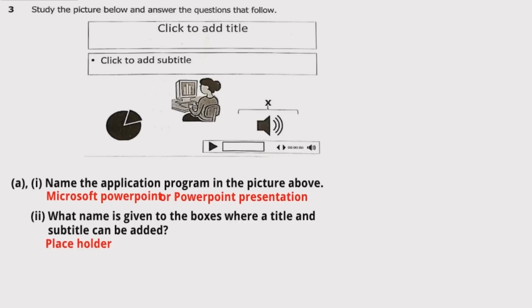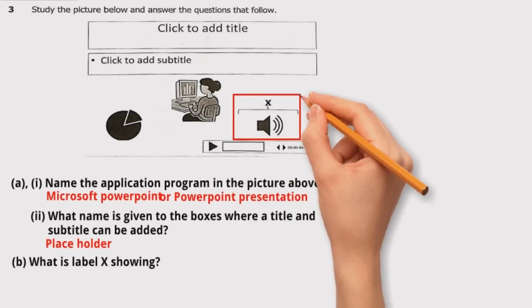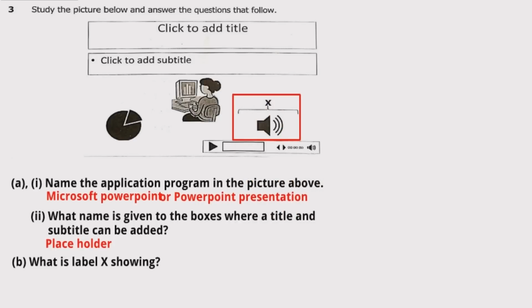Okay, so we come to question 3B. What is labeled X? So when you go to the diagram there, that which is labeled X is what? So that is sound, or we can call it speaker, or we can say audio. Okay, so all those three, sound, speaker, or audio, are accepted.